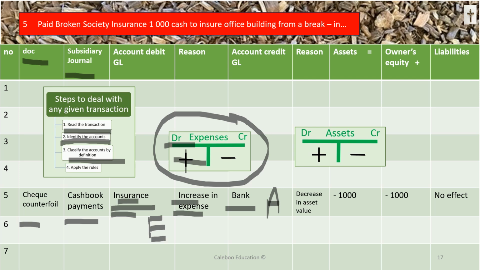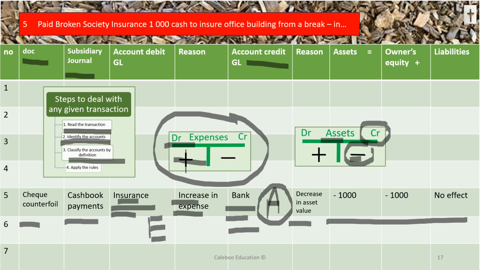Increase in expense. What happened to bank, which we identified as an asset? We will assume bank had a positive bank balance. So if the value of the bank account, which is an asset, decreases, the account in our books is credited. So account credit is bank. Reason? Decrease in the asset value.